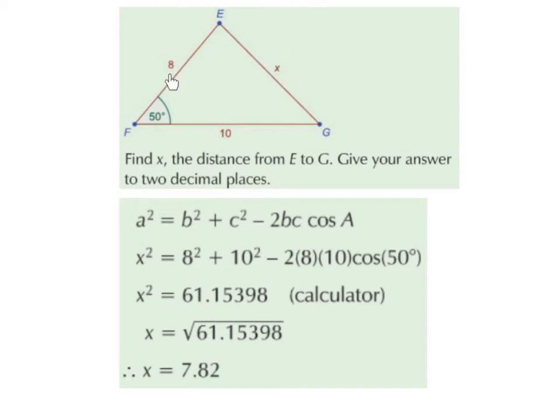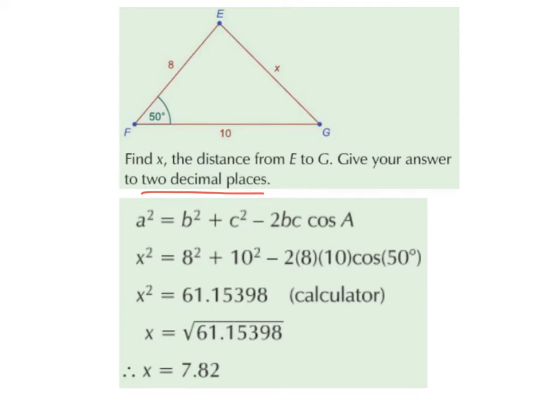So here we have a triangle, FEG, and we want to find x, the distance from E to G. So we want to find this distance here, x. The distance from E to F is 8, the distance from F to G is 10, and the angle EFG is 50 degrees. So we have one angle and two sides, and we're trying to find the third side, which is EG, and we've labelled it as x. And we want to give our answer to 2 decimal places.